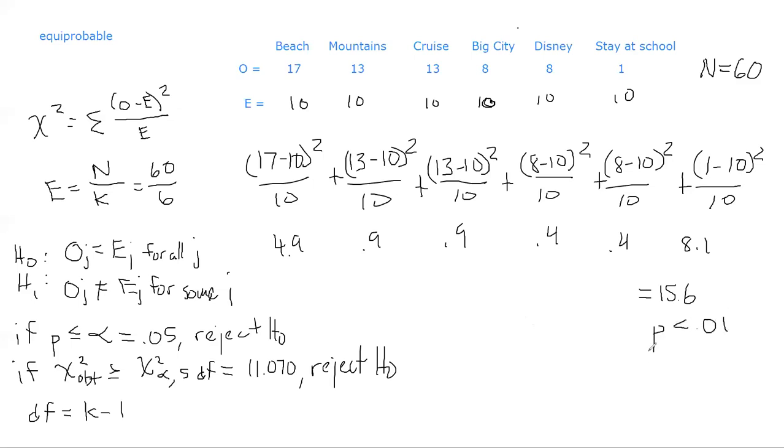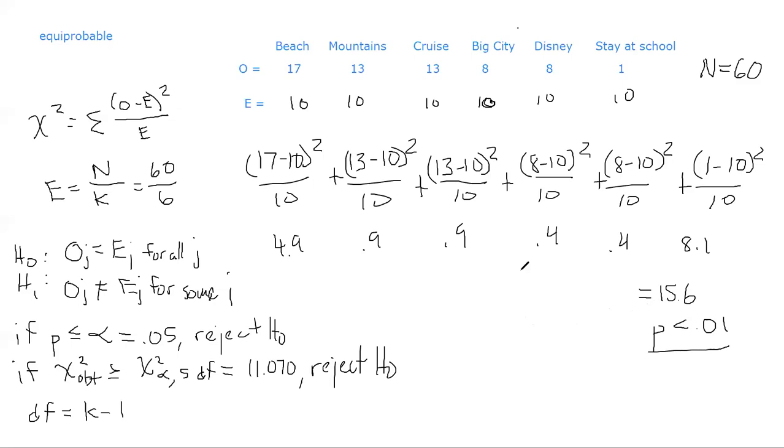So clearly we're going to be rejecting our null. We already knew that because our obtained value is larger than our critical. And now we can confirm that our p-value is less than our alpha value. So we will be rejecting the null hypothesis here.